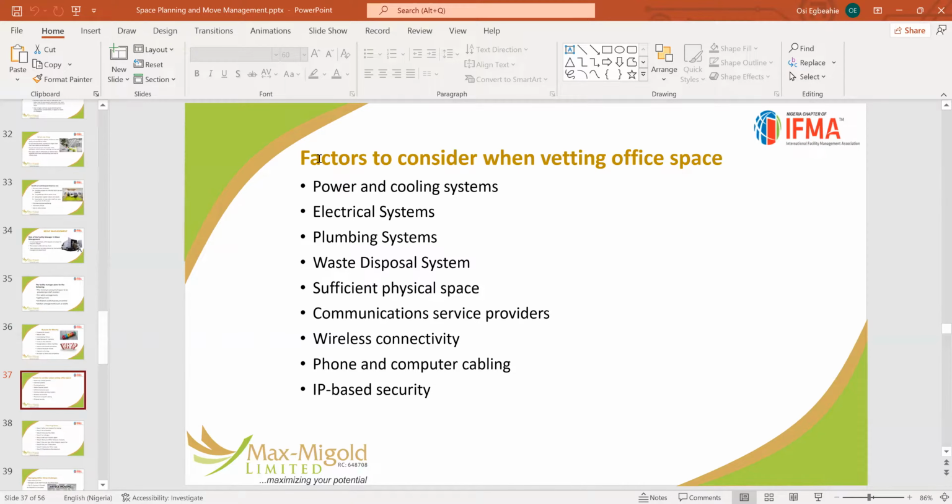Then also, factors to consider when vetting office space. When you want to move to a new office, the following factors are to be considered. One, look at the source of the power or cooling system. First of all, look at electrical systems to show that the building is proper and good. Plumbing systems, to ensure that you don't have leakages. For electrical, you ensure that the building has not had any issue with connectivity problems.